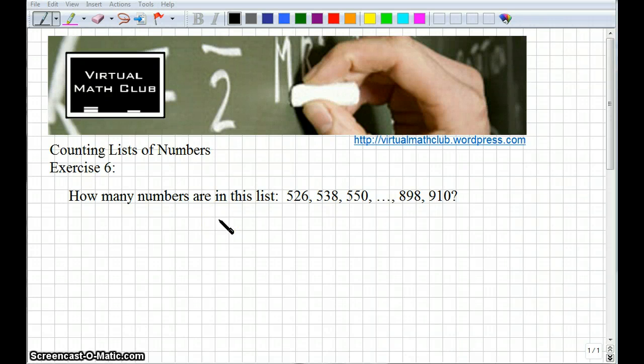All right, exercise 6. We have another list, 526, 538, 550, all the way up to 910. And we're asked to find how many numbers are in this list. So again, let's start by looking at the difference between consecutive numbers.